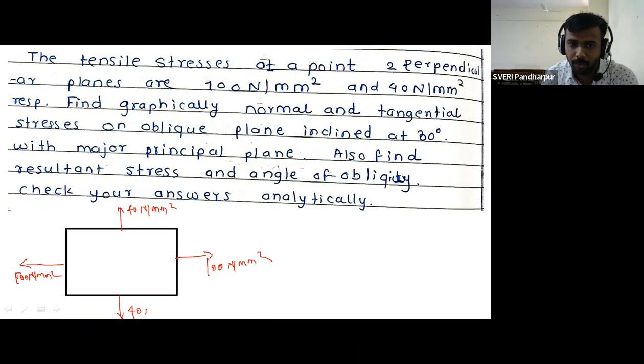It is equal to 40 Newton per mm square. Find graphically. Look at the word they used: find graphically means here we have to apply the Mohr circle method. In the previous problem they only asked to find normal and tangential stress. But this word graphically is very, very important. Find graphically normal and tangential stress on an oblique plane inclined at 30 degree with major principal plane.